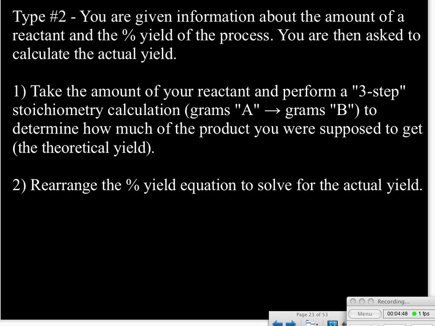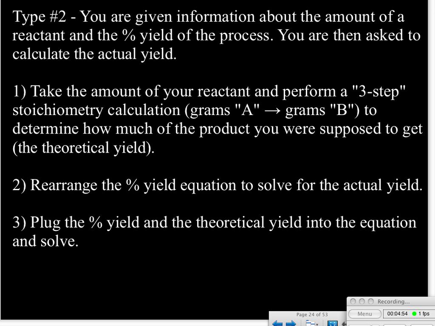And in a few seconds here, I'll step you through how to rearrange the percent yield equation. And then once you've got it rearranged, you can plug in the number for the percent yield that was given in the problem, and you can plug in that theoretical yield that you've calculated. You can plug those into your equation and solve for the actual yield. Now, how do you rearrange the equation?